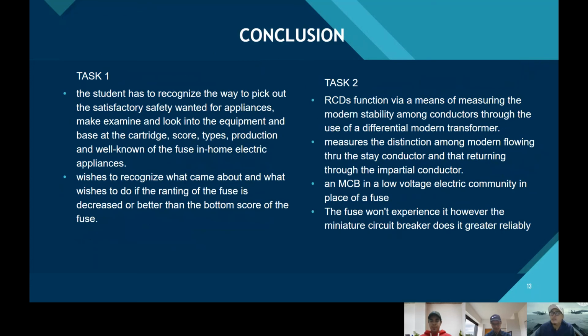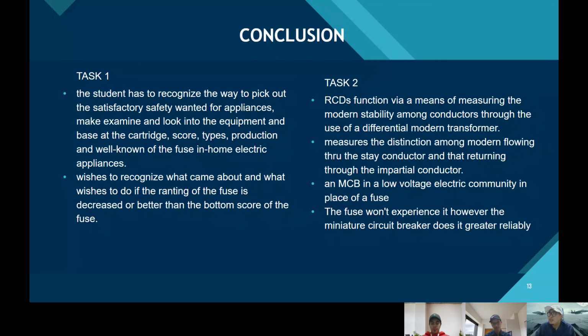Okay, for conclusion, from task 1, the student has to recognize the way to pick out the specific safety rating wanted for an appliance, examine and look into the equipment based on the cartridge fuse type and rating of the fuse in home electric appliance. Second, to recognize what happens and what to do if the rating of the fuse is lower or higher than the rating of the fuse.